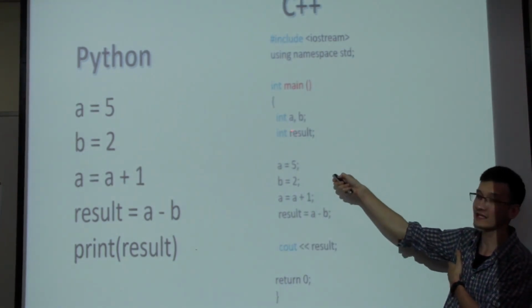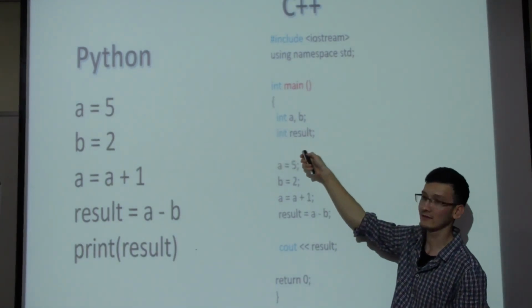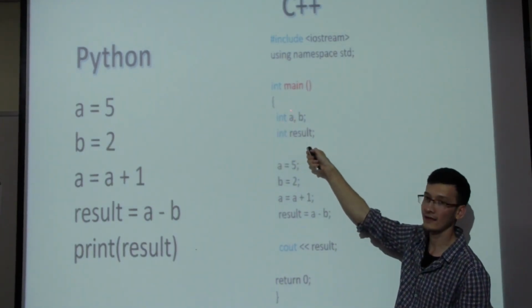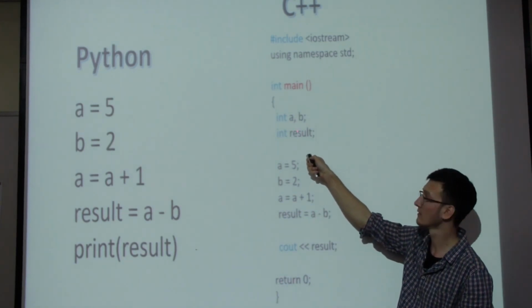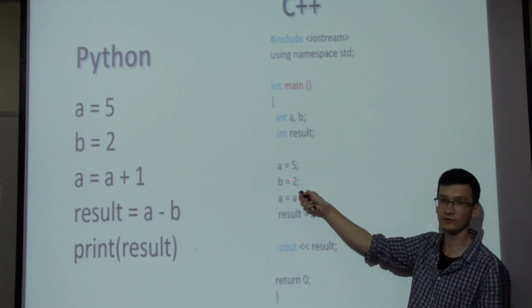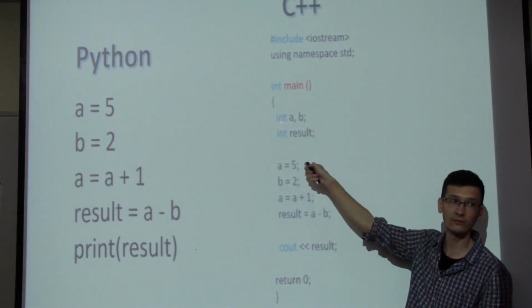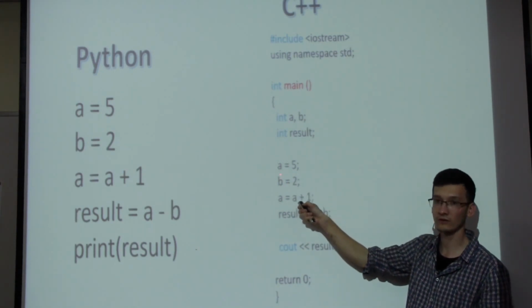But in C++, first we should write like this: integer A, comma B. Then integer result. Then we can use this A and B. If you don't write it on the top, you cannot use it on the bottom.